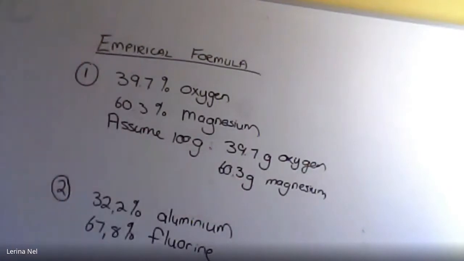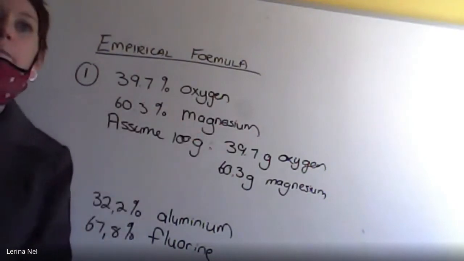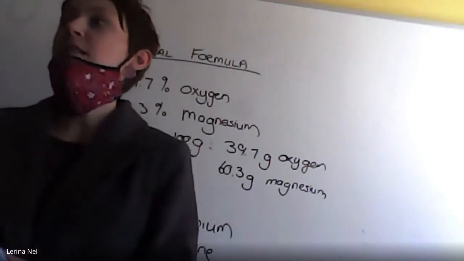Now, what must we do? Remember, when we don't know what to do, we take it to moles. Here's just a little hint as well. I noticed in the homework that some of you are not sure which one we write first, oxygen or magnesium. So here's the rule of thumb. We normally write the metal first and then the non-metal.